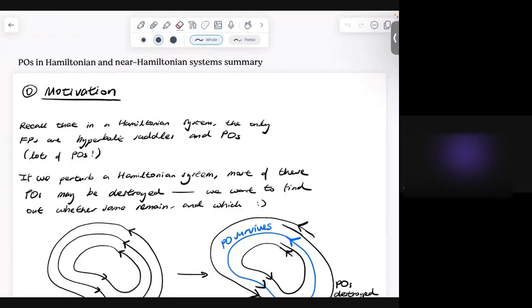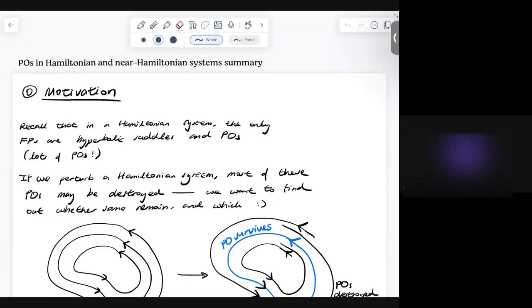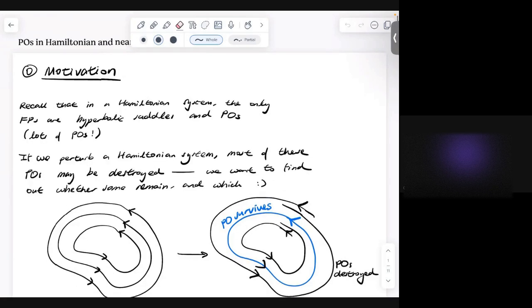So today I wanted to talk about periodic orbits in Hamiltonian and near-Hamiltonian systems. First I'll start with a bit of a recap and motivation.